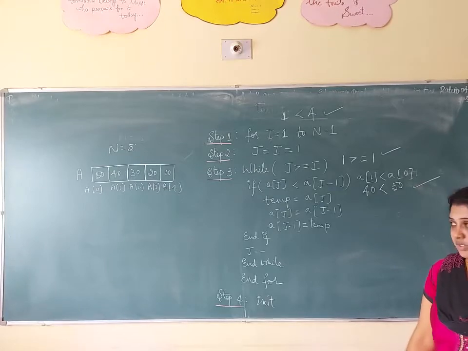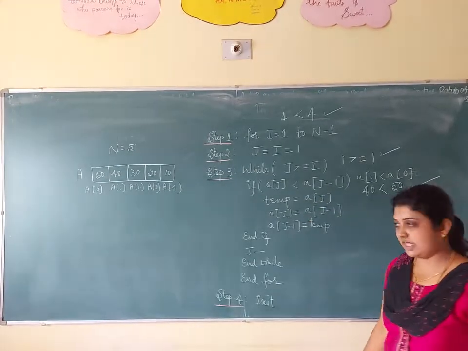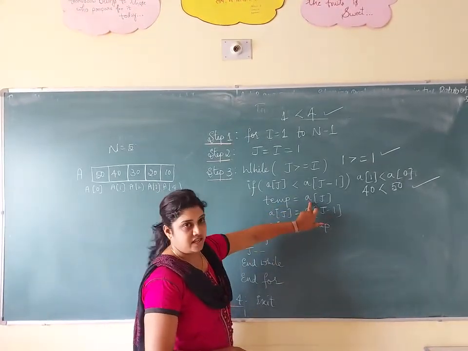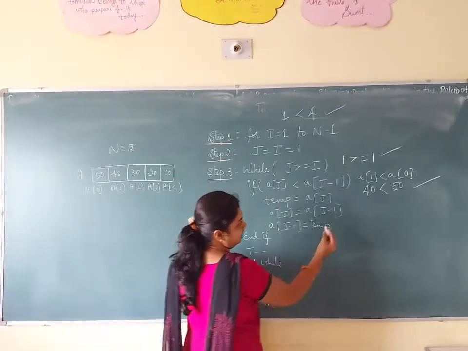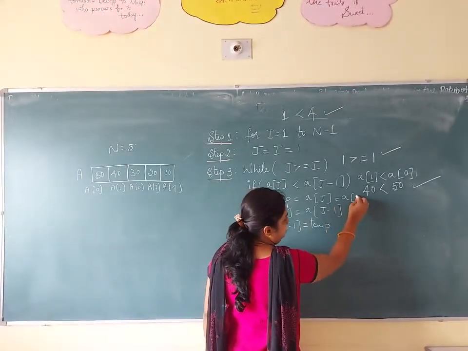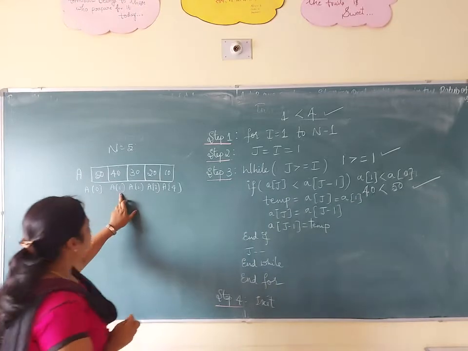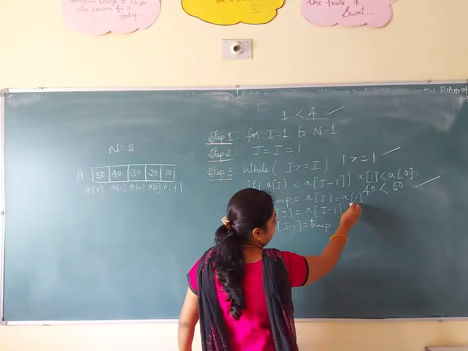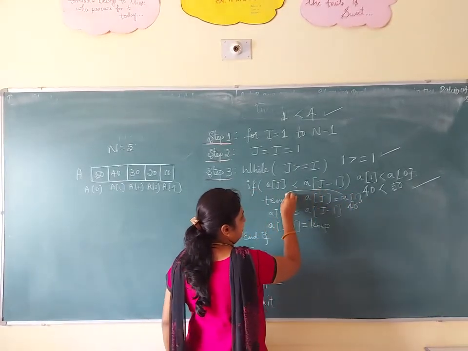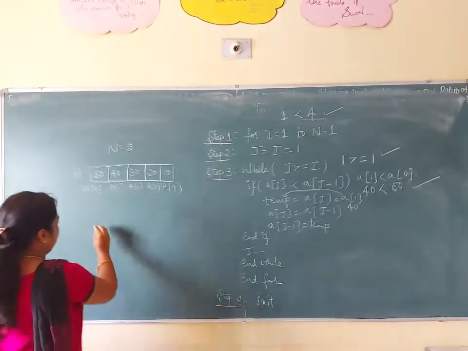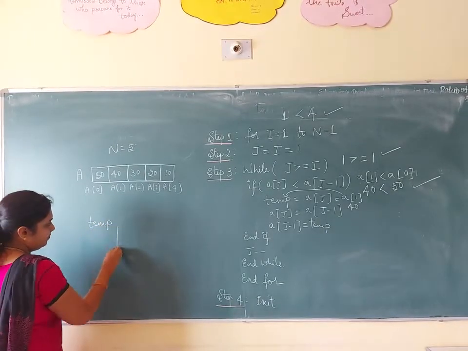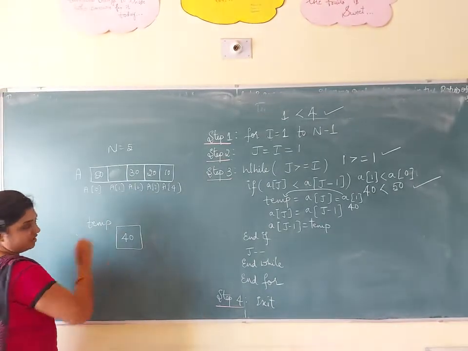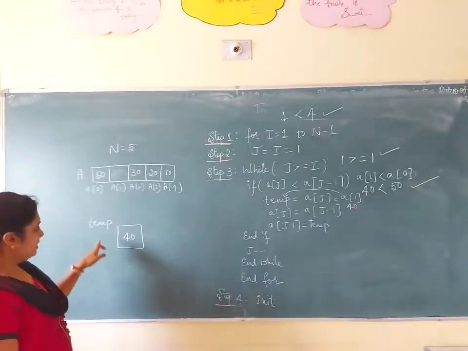If the condition is true, all 3 statements will be executed. Like temp is equal to A of J. What is A of J value? 1. Okay, in A of 1, which element am I having? 40. That will be assigned to the temporary variable. Now, you have to take one temporary variable and assign the value to it.